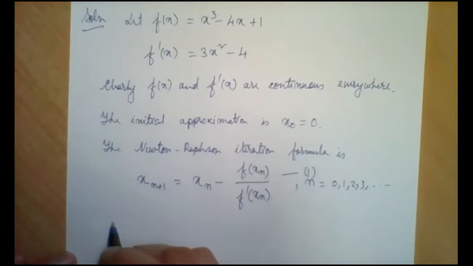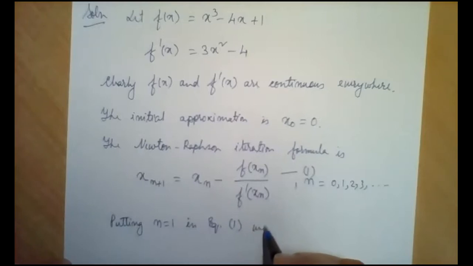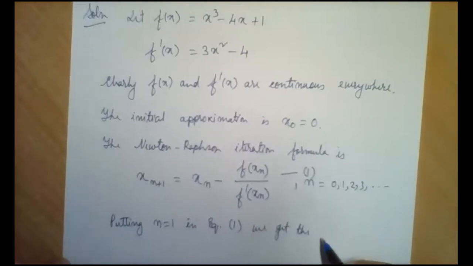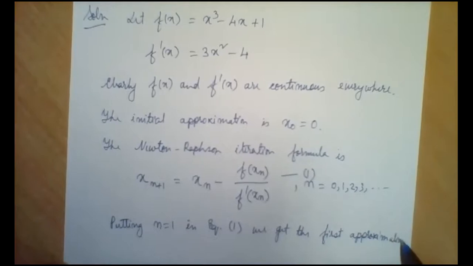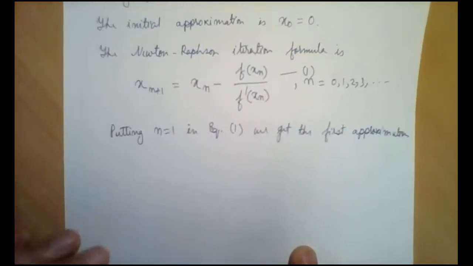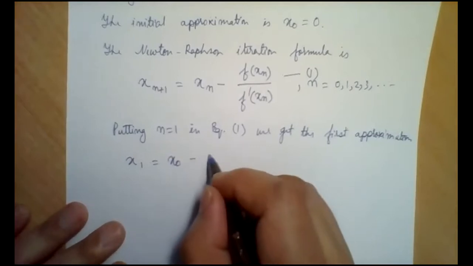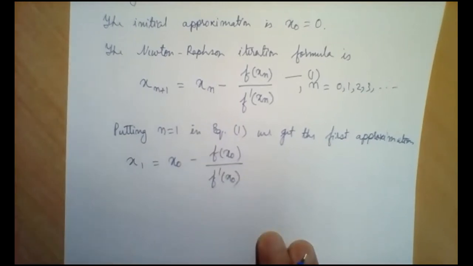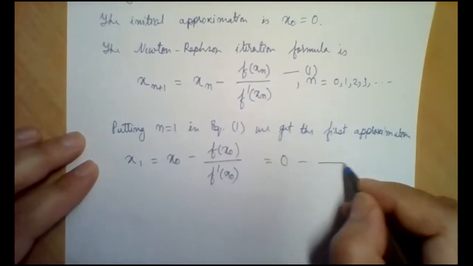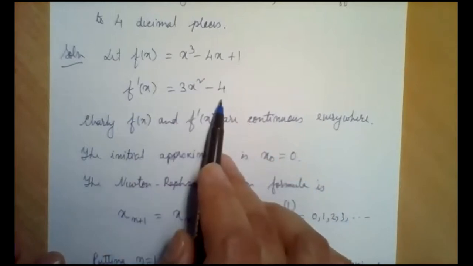Putting n equal to 0 in equation 1, we get the first approximation x1. x0 is the initial approximation, and x1 is the first approximation. x1 equal to x0 minus f of x0 divided by f prime of x0. What is x0? x0 is 0. So this is 0 minus, and what is the value of the function when x equal to 0? When x equal to 0, f is equal to 1 and f prime is equal to minus 4.